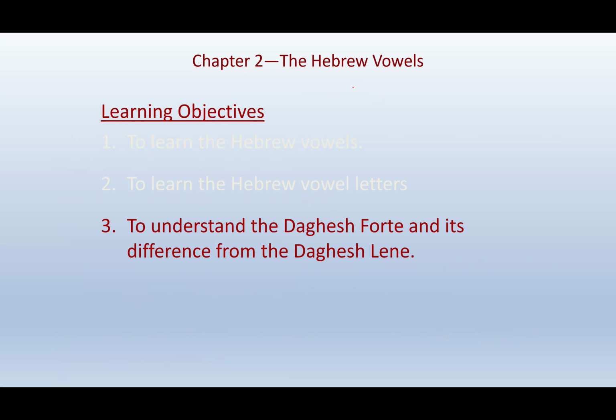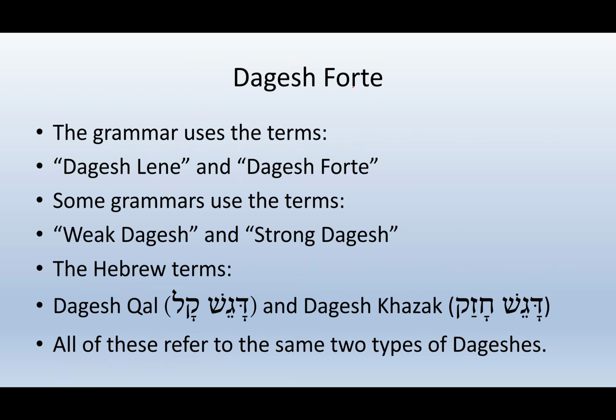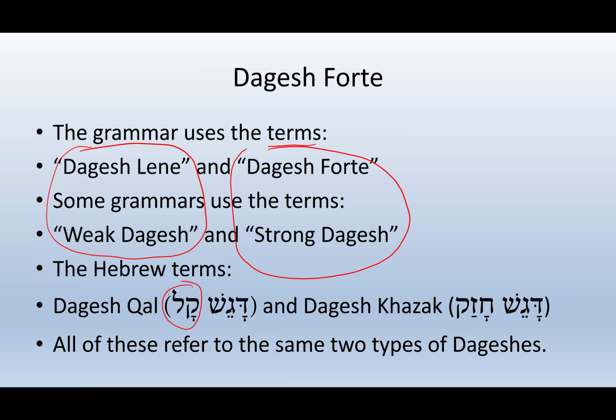We'll also want to look at the dagesh forte and the difference between it and the dagesh lene. Our grammar uses the terms dagesh lene and dagesh forte. Some grammars use weak dagesh and strong dagesh, and these correspond: dagesh lene, weak dagesh; dagesh forte, strong dagesh. In Hebrew terms, it's the dagesh kal. Kal means light or easy. So this is dagesh kal, or light or weak. And this is dagesh chazak. Chazak, that's strong. All of these refer to the same two dageshes. This isn't six different dageshes.